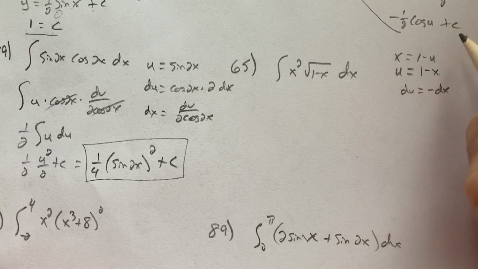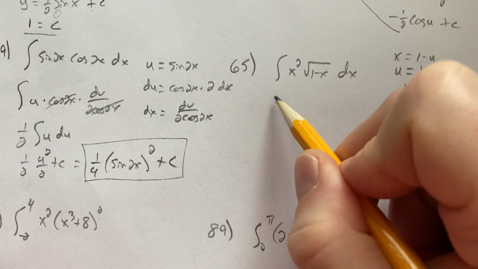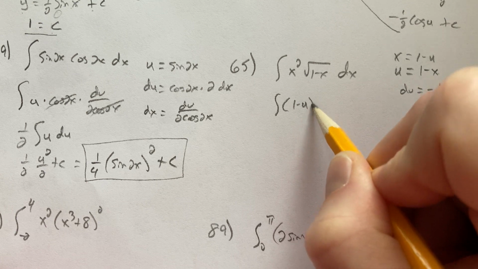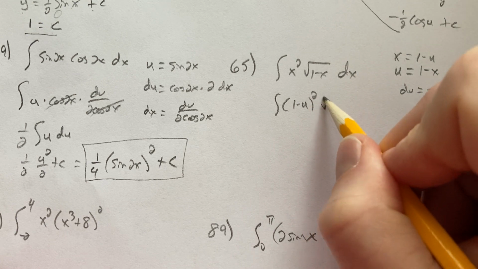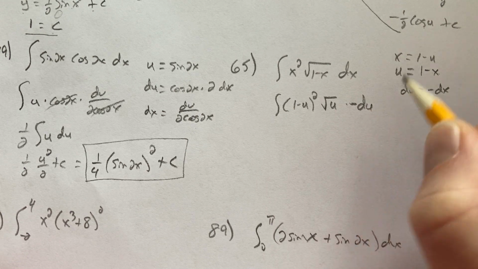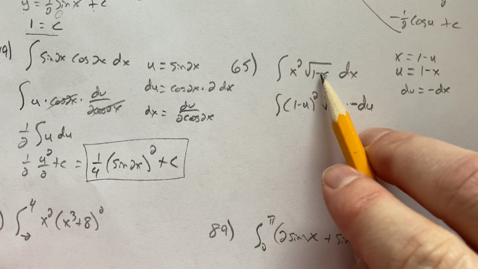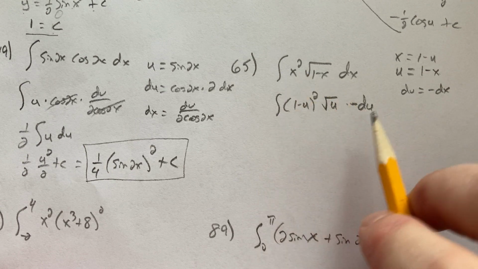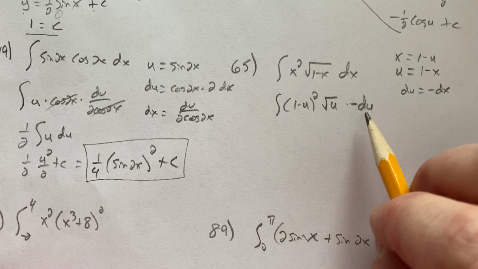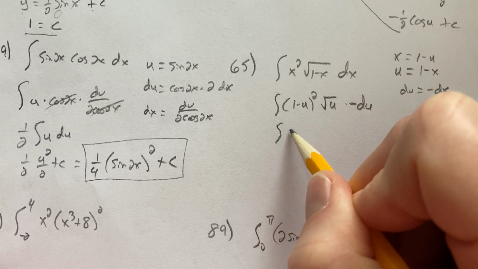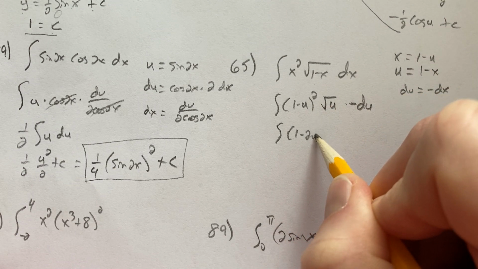Now this doesn't pop up very often, but if for some reason you can't get your variable to cancel, then you'd have to do this as well. So 1 minus u squared times the square root of u times a negative du. I put u in for 1 minus x. I put 1 minus u in for x here because it didn't cancel with the substitutions. And then I have this. So again, from here, and I know this is obnoxious, we have to FOIL this.